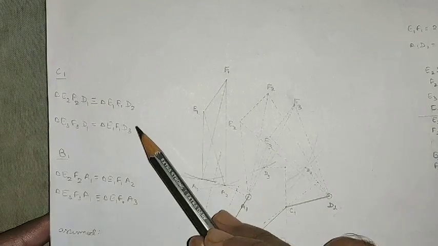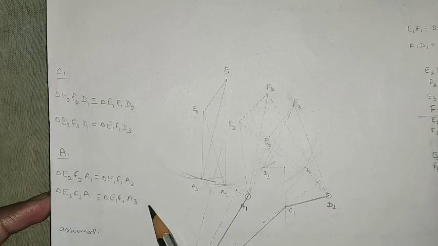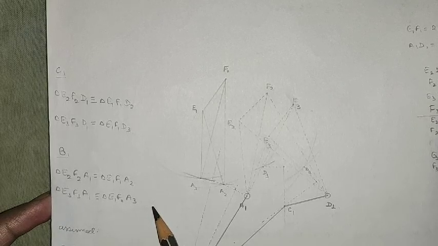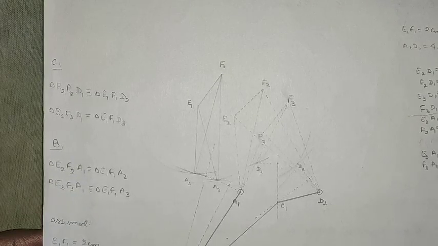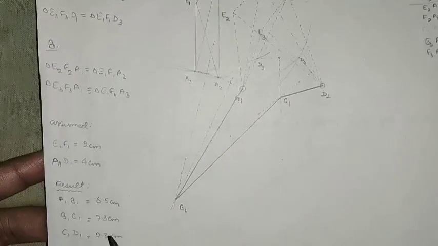These are the 4 similar triangles we have used for analyzing this type of mechanism, and these 2 positions have been assumed.